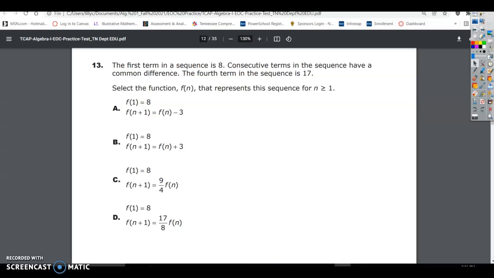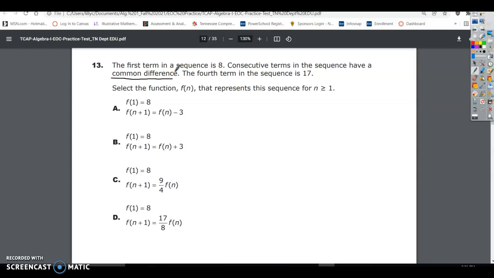Algebra 1 EOC practice test number 13. All right, so this says the first term in a sequence is 8. Consecutive terms in the sequence have a common difference. The fact that they have a common difference means this is an arithmetic sequence, which means you add to get to the next term.